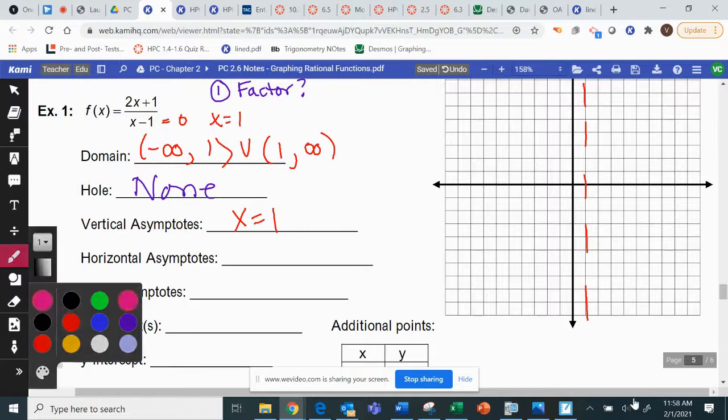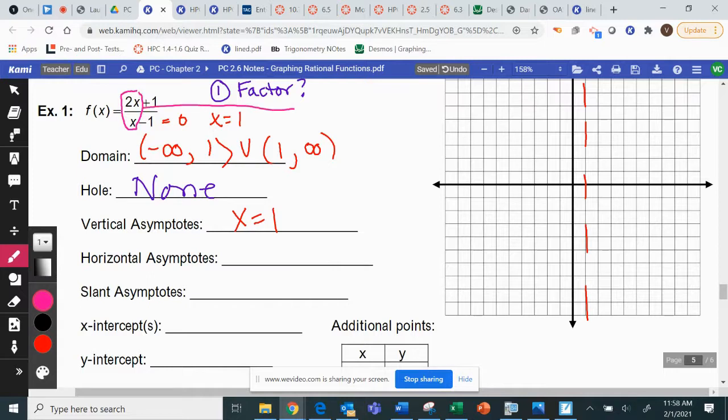Horizontal asymptotes are next. And we're going to look at just the degree of the top and the bottom. For horizontal asymptotes, I've got a 2x and I've got an x. I'm just looking at the degree. What do we know about these degrees? They're the same. So if they're the same, we divide the coefficients. So that gives me 2 over 1. Y equals 2.